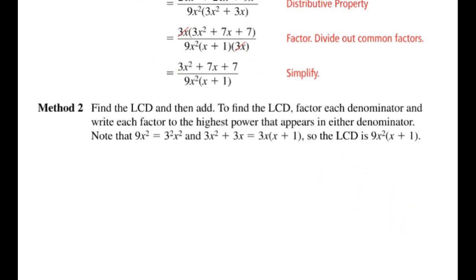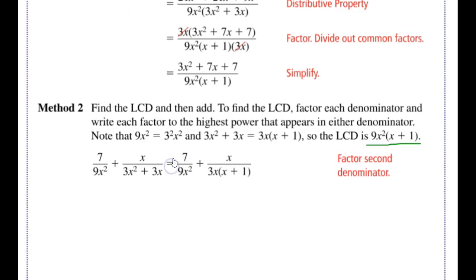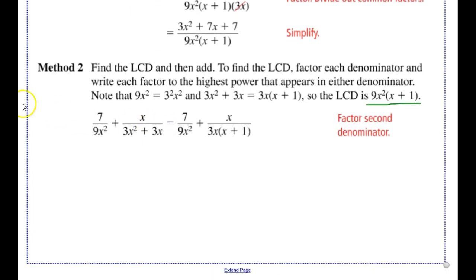Method 2 is where I'm going to be finding my least common denominator by my least common multiple. The first thing that I do is I factor both of the denominators. So my 9x squared becomes 3 squared times x squared, and my 3x squared plus 3x becomes 3x times x plus 1. I see I have 3, but this one's bigger, so I've used my squared. I have an x, but this one's bigger, so I use my x squared, and I have this x plus 1. So my least common denominator is 9x squared times x plus 1. Now that I have that factored out, I can continue on.